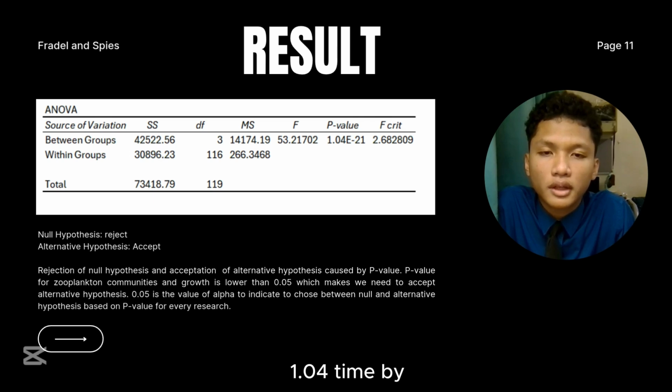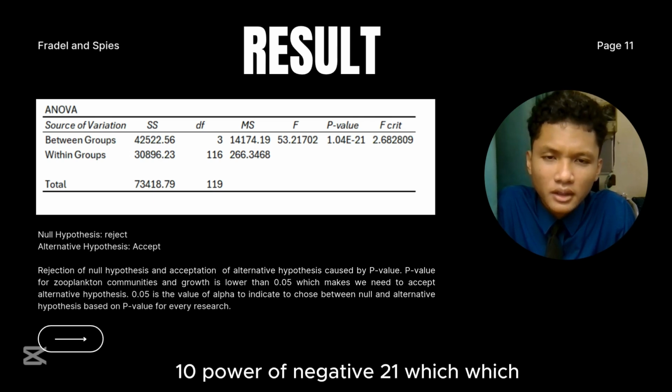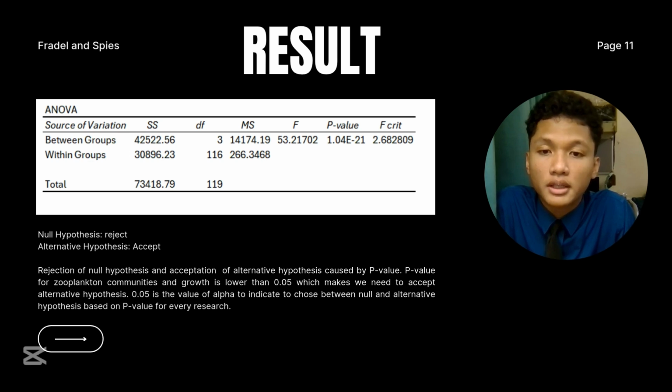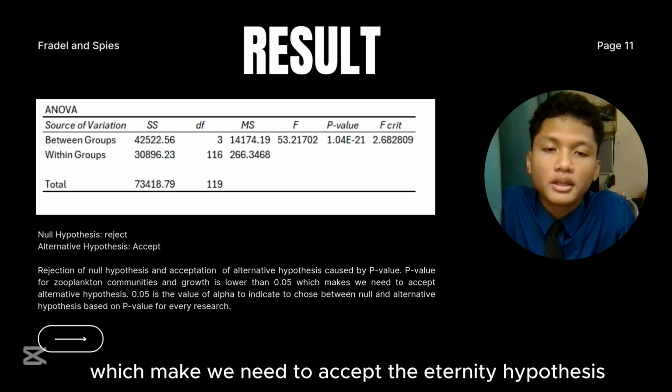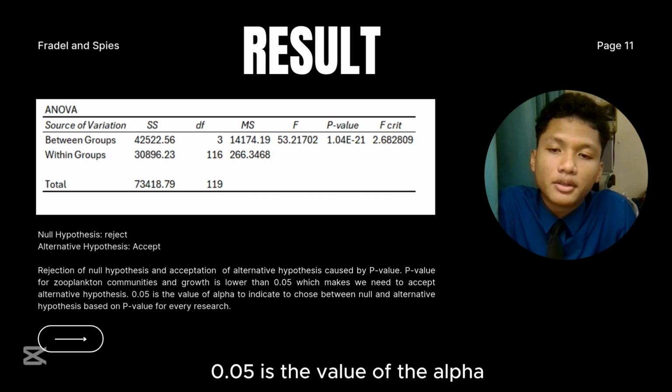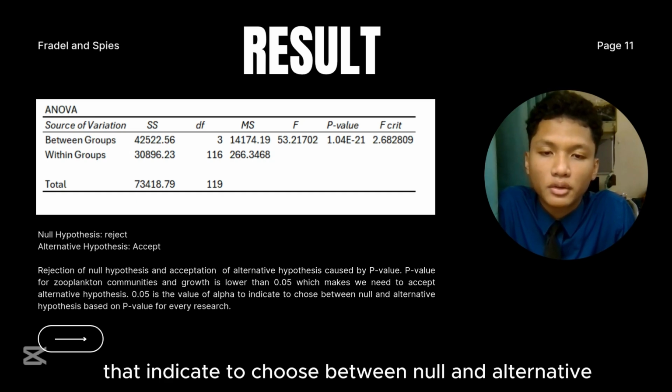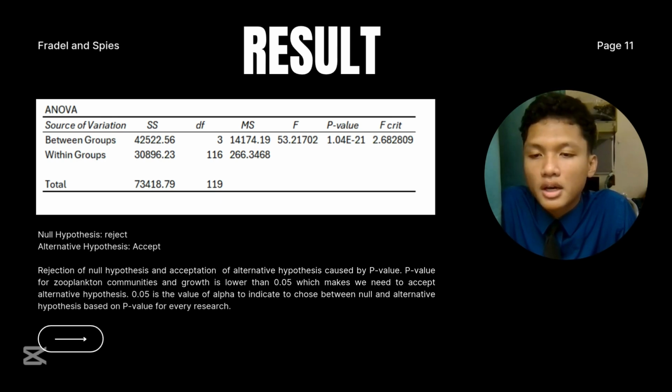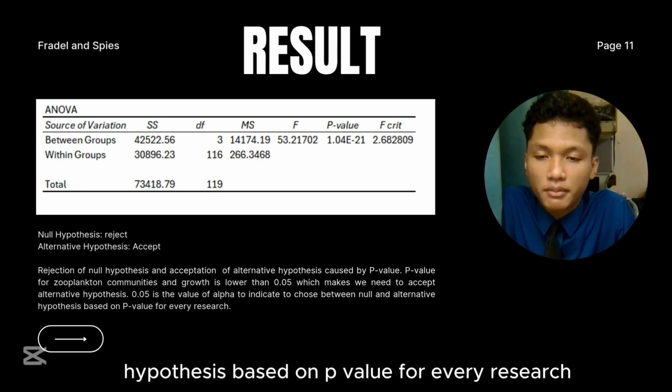1.04 times 10 to the power of negative 21, which is lower than 0.05, which makes us need to accept the alternative hypothesis. 0.05 is the value of alpha that indicates how to choose between the null and alternative hypothesis based on the p-value for every research.